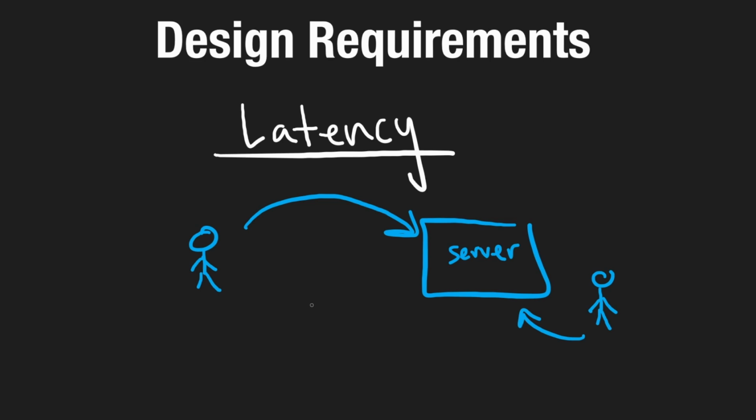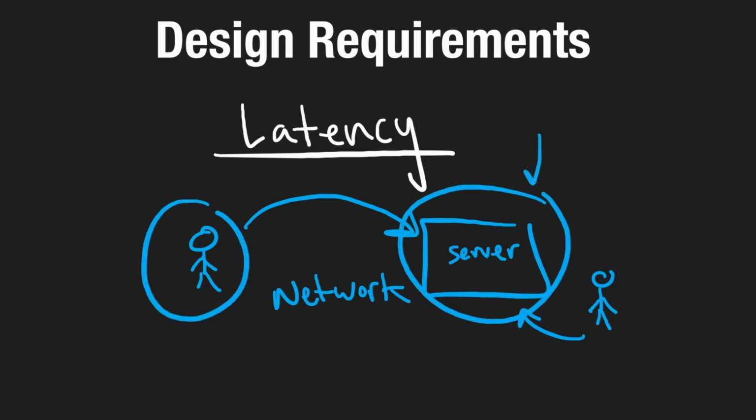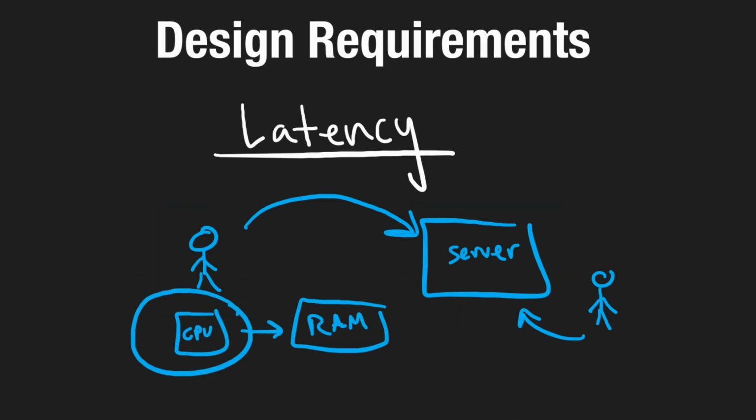Now, if you recall, we actually already talked about latency when we looked at computer architecture, because latency is just the amount of time it takes for an operation to complete. It doesn't necessarily need to include a network, where a user is located somewhere else compared to the server. When we talked about how a CPU can read and write from RAM, we talked about it taking on the order, I believe, of microseconds to do something like that.